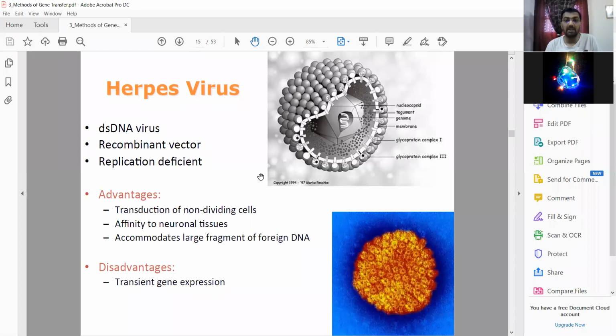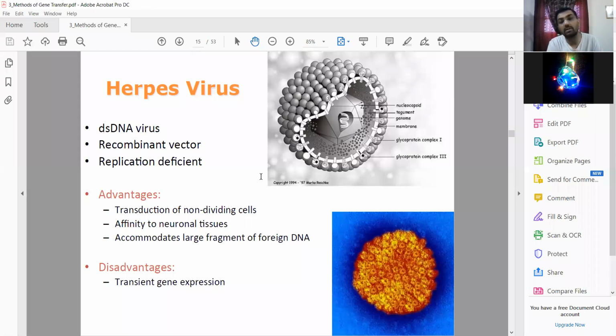But the biggest disadvantage of this herpes virus is the transient expression. Meaning you cannot achieve a stable expression. The reason is that the transgene you are transducing using this herpes virus would not get integrated into the nuclear genome. So there is always a transient expression with the herpes virus.